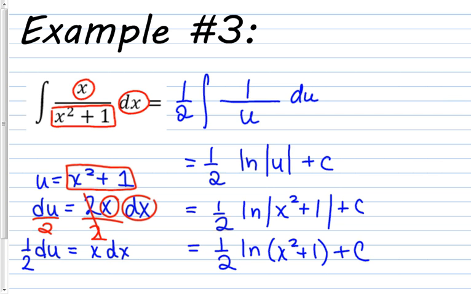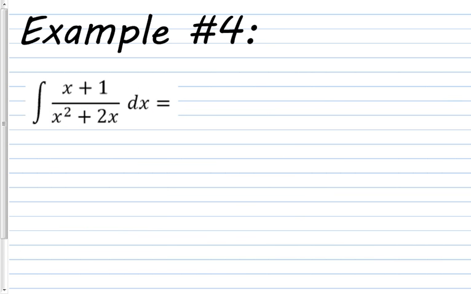And there you go. All right, example 4. So again, which part looks like the derivative and which part looks like the original function? The denominator is x squared plus 2x. Derive that: 2x plus 2 dx. Now here, this is a perfect example where the derivative doesn't look exactly like the part of the integral that should be the derivative. But with a little bit of algebraic manipulation, we can make this happen.